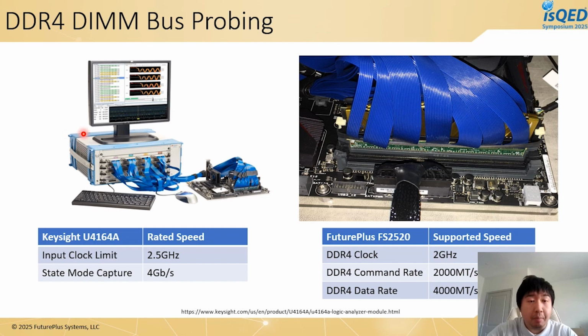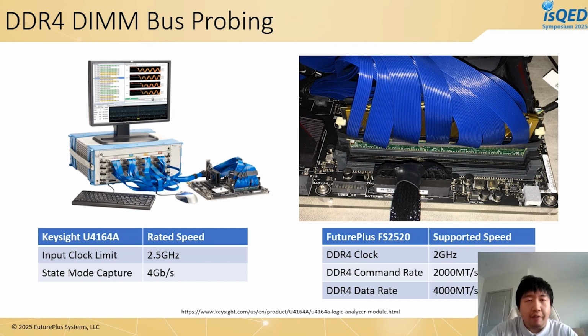Our DIMM interposers are made to be compatible with Keysight U4164A. It is the fastest logic analyzer on the market with enough inputs for DDR traffic decoding. As you can imagine, there are quite a number of signals to probe for a memory stick. So this U4164A is capable of handling an input clock of 2.5 gigahertz and capturing signals up to 4 gigabits per second.